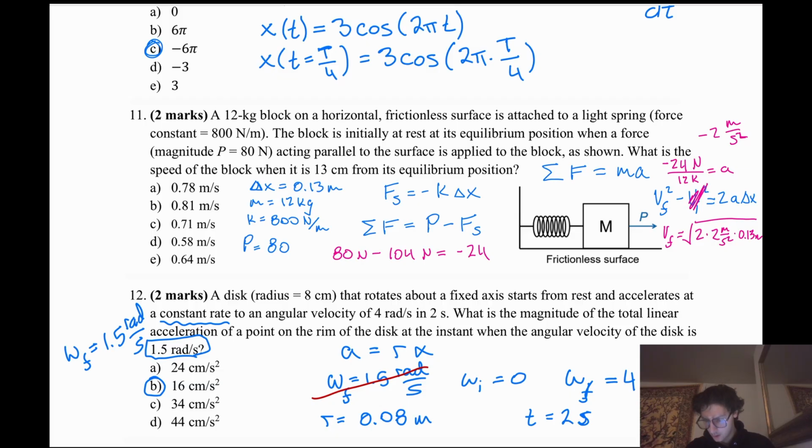So let me do this. 2 times, actually, let me do square root. 2 times 2 times 0.13, and I get 0.36. That's none of the answers. Did I miss something? Did I miss something?